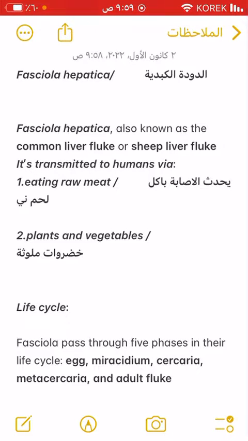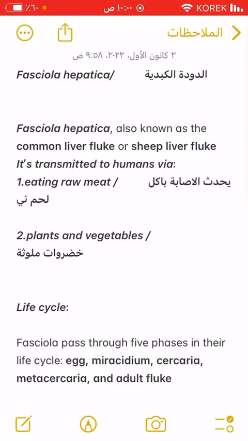Today I'd like to explain about a parasite, a type of helminth, that's transmitted from animals to humans. And it's very dangerous. It's not as dangerous as anthrax and brucella and other diseases, but it can cause death. So, the disease is Fasciola hepatica.